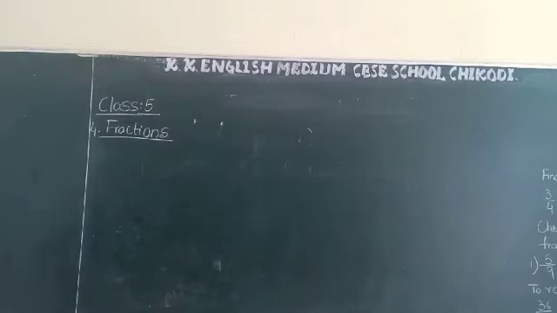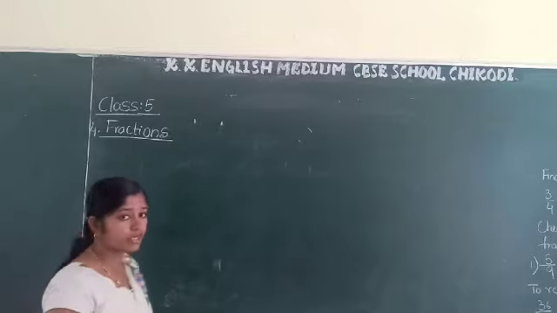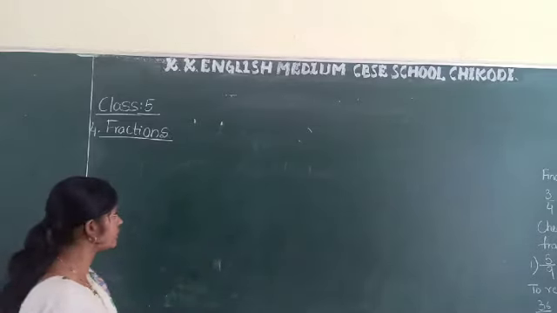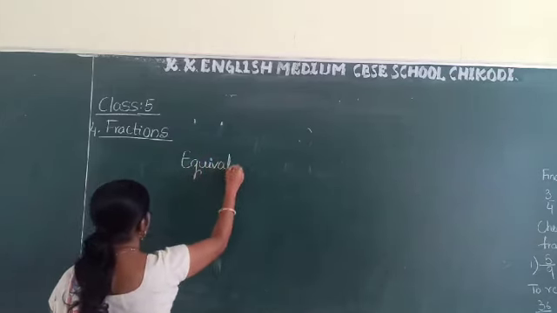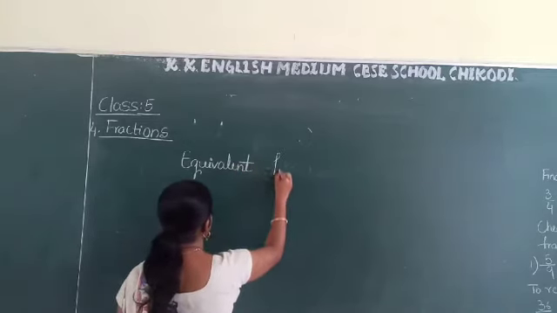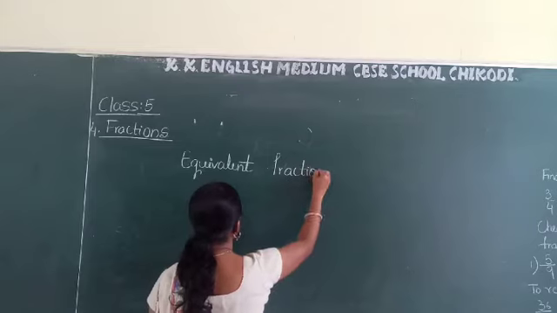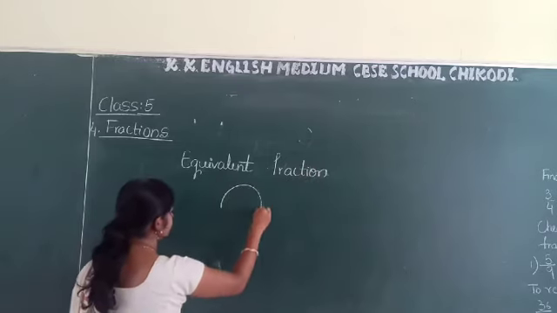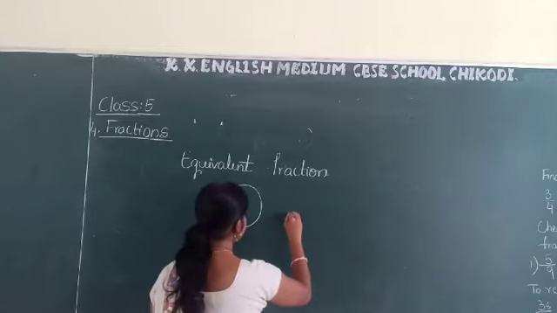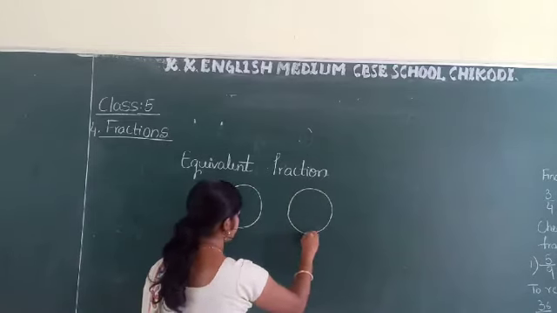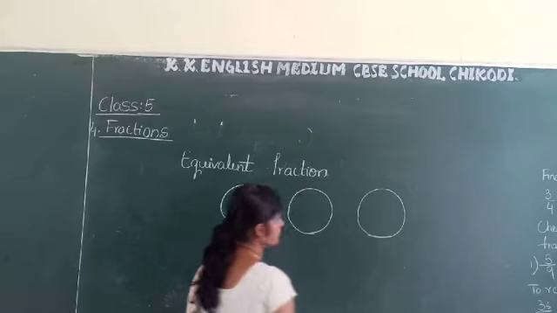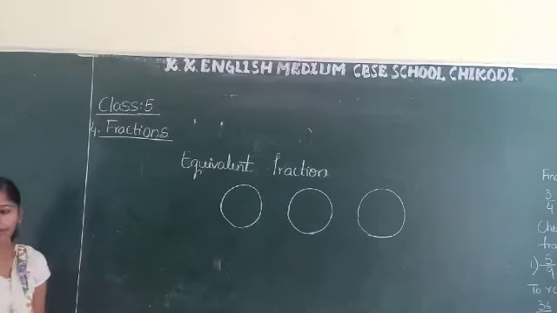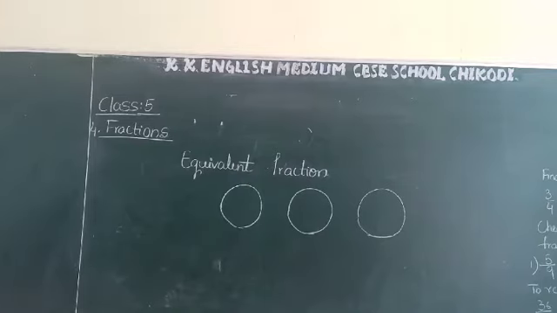Then what is equivalent fraction? Fractions that represent the same part of the whole are called equivalent fractions. I will draw some figures here. Same figure is there, I will make different parts. A fraction that represents the same part of the whole is called equivalent fraction.